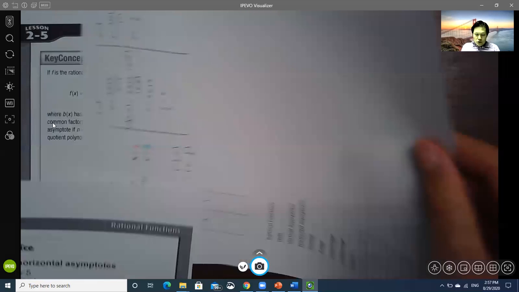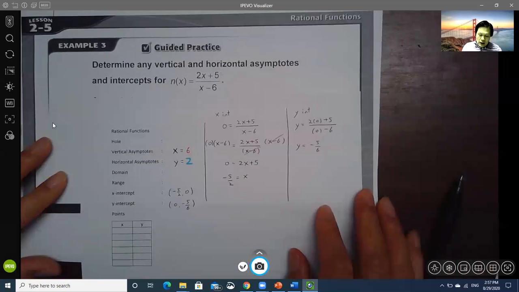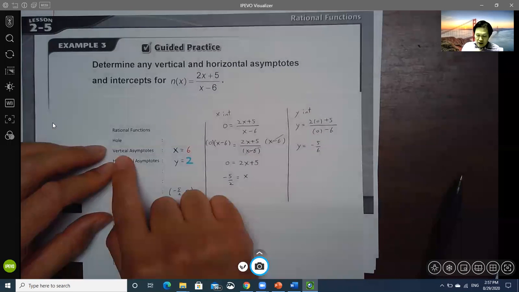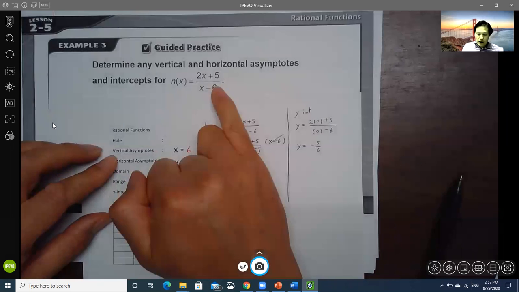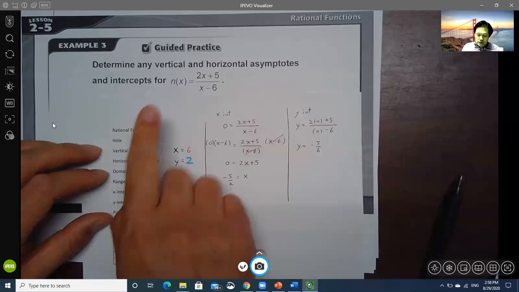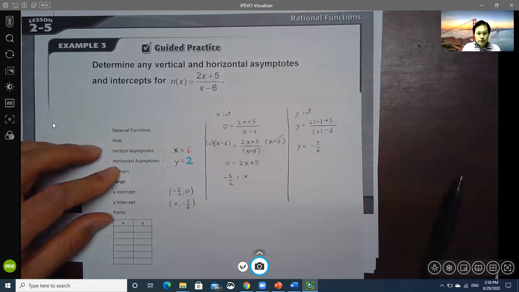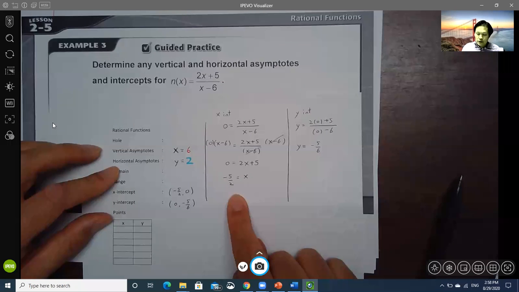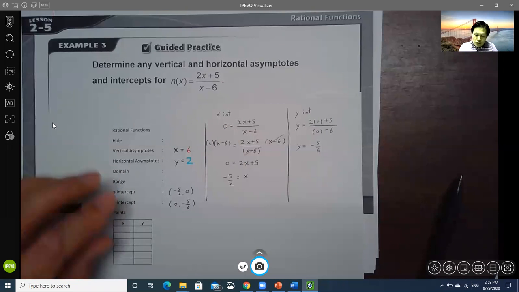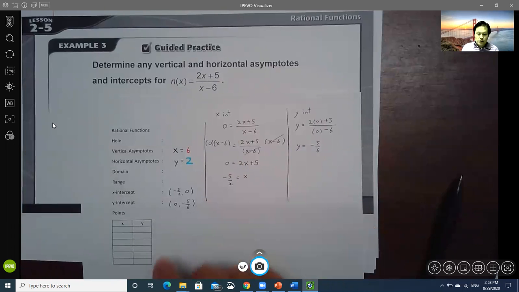Okay, this is the work here. So I set the denominator equal to 0 for the vertical asymptote. I got x equal to 6. They didn't ask for domain, so I didn't do domain. Horizontal asymptote y equal to 2. X-intercept here, I plug in y equal to 0. If you remember the shortcut, you could jump right to here. Y-intercept calculation here. That's the end of it.